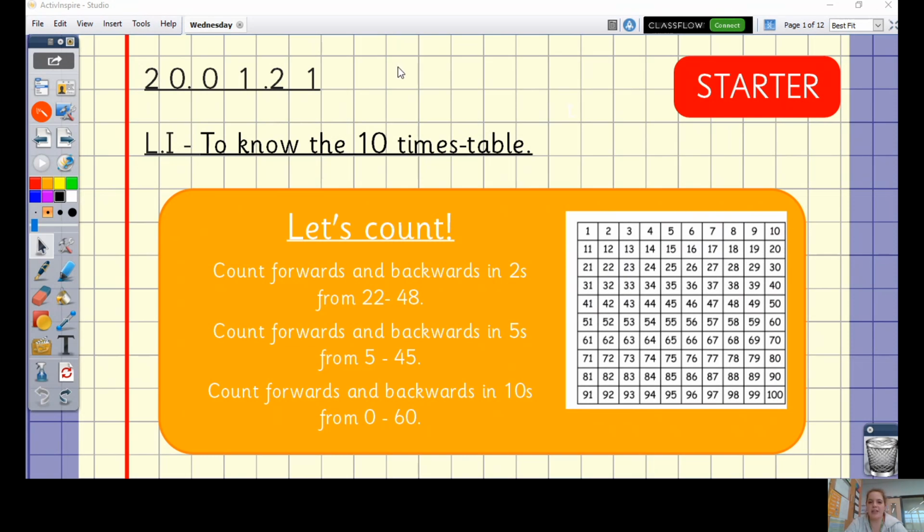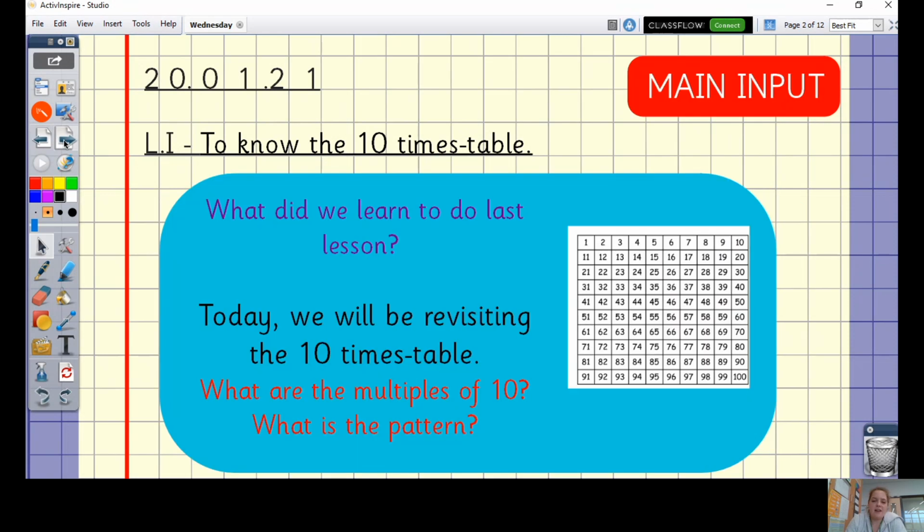Okay, well done everybody. As I said earlier, you have done so well with practicing your 2 and your 5 times tables. So finally today, our last times table to practice is the 10 times table. To start off, I want you to think about the multiples of 10, as we have done for 2s and 5s.